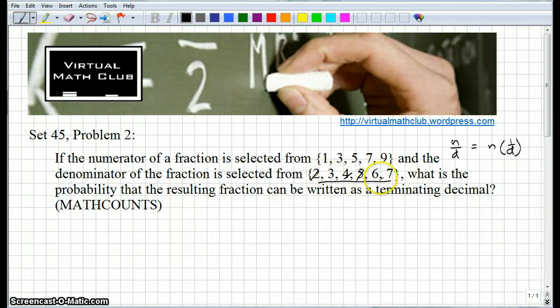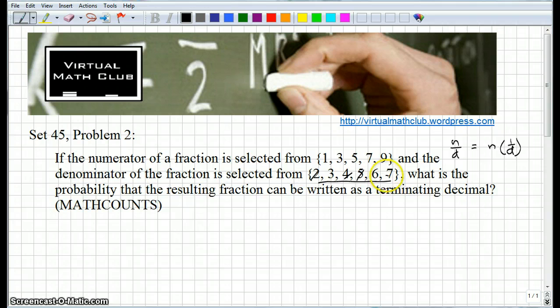If we look at 3, 6, and 7, though, for some of these cases you get a terminating decimal, and sometimes you don't. If you divide 3 by 3, obviously that's 1, so that's a terminating decimal. But if you divide 1 by 3, you get 0.333333. Same thing for 5 divided by 3, you get a number that repeats, so you don't get a terminating decimal, or 7 by 3. But if you divide 9 by 3, you get 3, which is a terminating decimal.